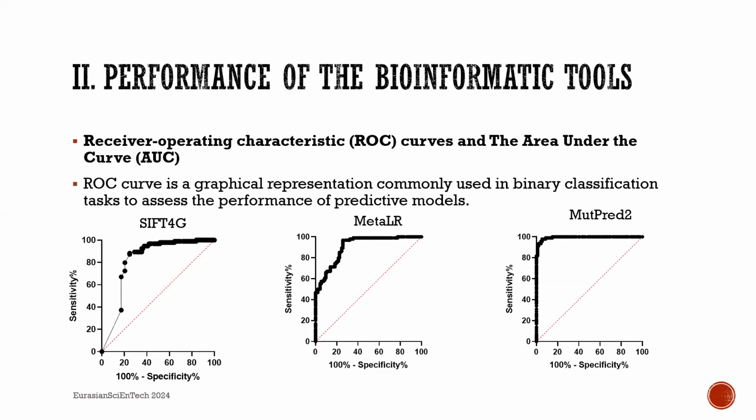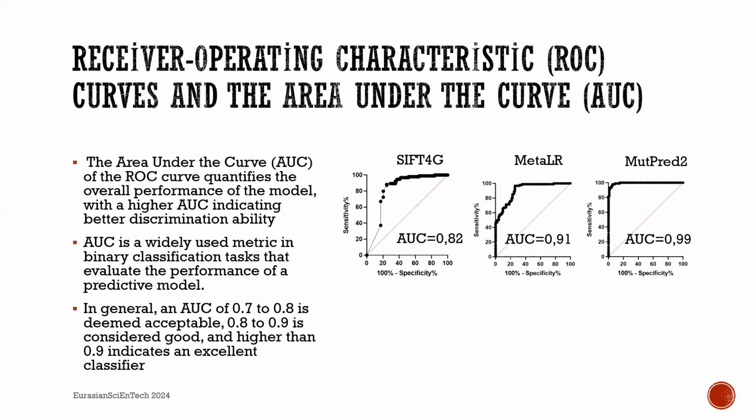So we also evaluated the performance of bioinformatic tools, first of all, by carrying out a ROC analysis. The ROC curve, as you can see, is a graphical representation commonly used in binary classification tasks to assess the performance of the predicted models. And we also calculated the area under the curve, AUC, of these ROC curves because it quantifies the overall performance of the model. If we have a higher AUC score, this indicates a better discrimination ability.